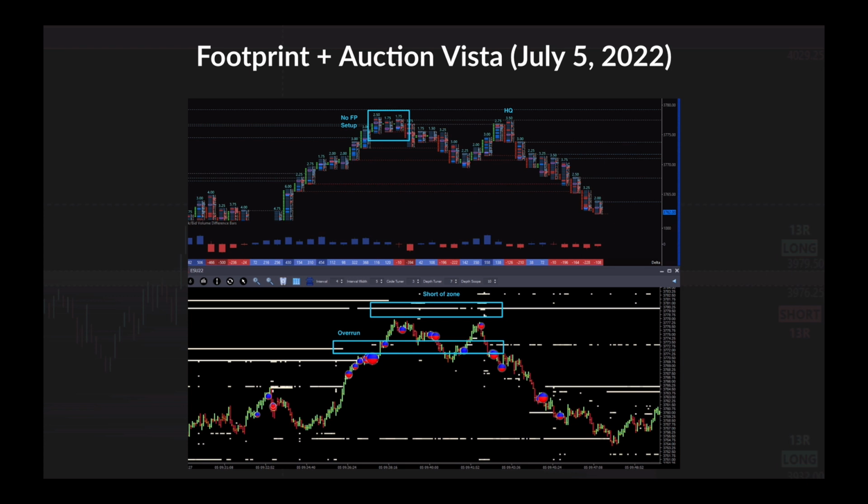So how do I solve that? Well, I use Footprint and Auction Vista together. So I'm actually looking at both. I do keep my Footprint chart on top of or above my Auction Vista chart. And I'm looking for both the Footprint patterns that I talked about in the last video, and I'm looking for these areas of interest, these liquidity zones or volume areas, supply-demand areas.